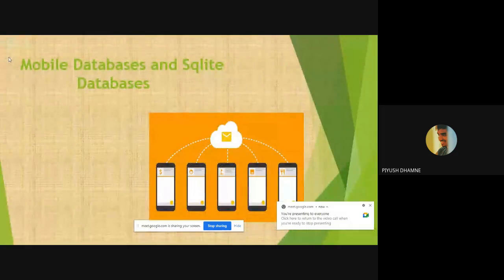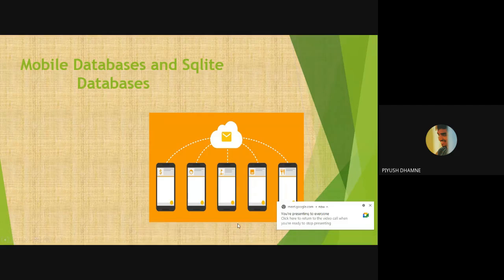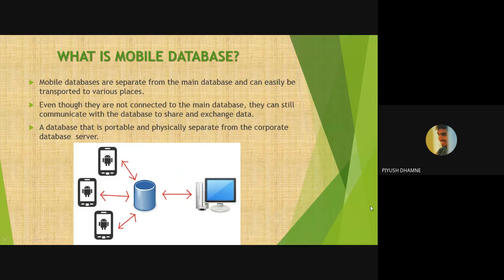Good morning, everyone. The topic for today's activity is mobile databases and SQLite databases. So, what is mobile databases? Mobile databases are separate from main databases and can easily be transported to various places. Even though they are not connected to the main database, they can still communicate with the database to share and exchange data. A database that is portable and physically separate from the corporate database server.